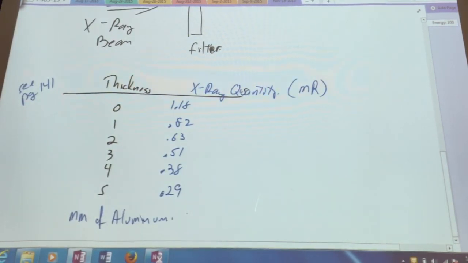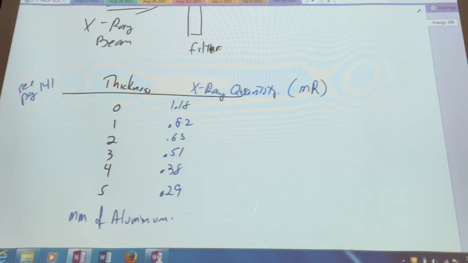And now the really challenging game. Approximately what thickness of aluminum would reduce the number of photons by half? Yeah, 3 millimeters. If you start off with 1.18, what's half of 1.18? 0.59, and what's close to 0.59? Somewhere between 2 and 3. So 2 is probably as close as you're going to get to it. So this is known as the half value layer.